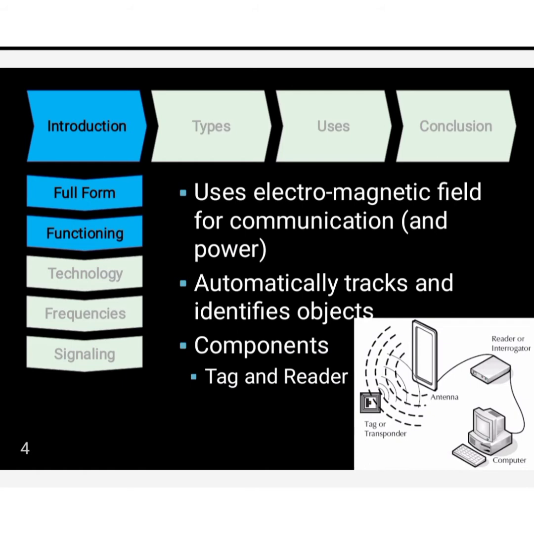It doesn't need any power source, which we will see further, but it works on the loops that we have seen in the first picture, which generate electromagnetic power from another device, and it starts communicating with it. It has two components, the tag and the reader. Tag is basically the RFID chip, and the reader is the one in which we are inserting the chip.